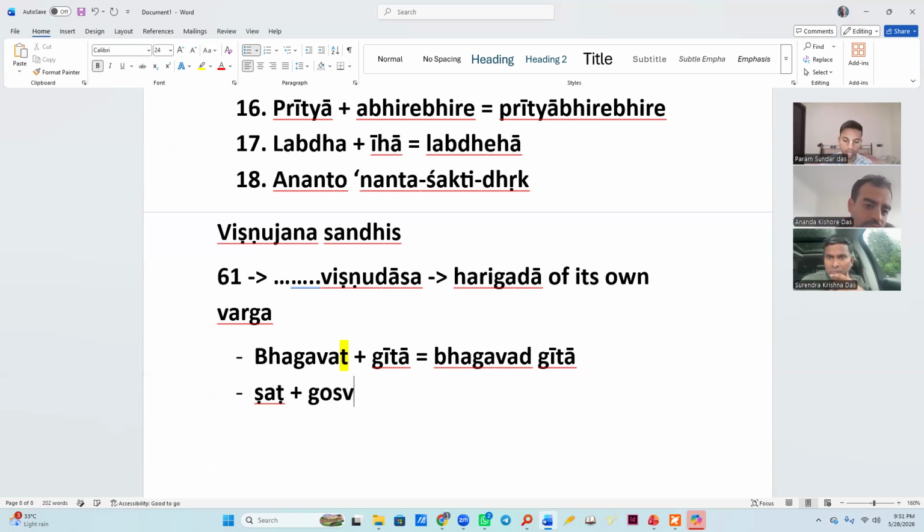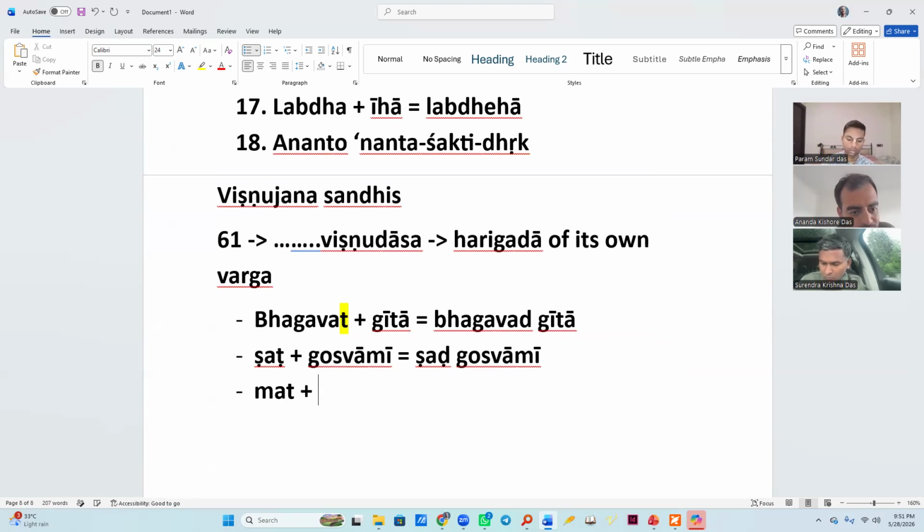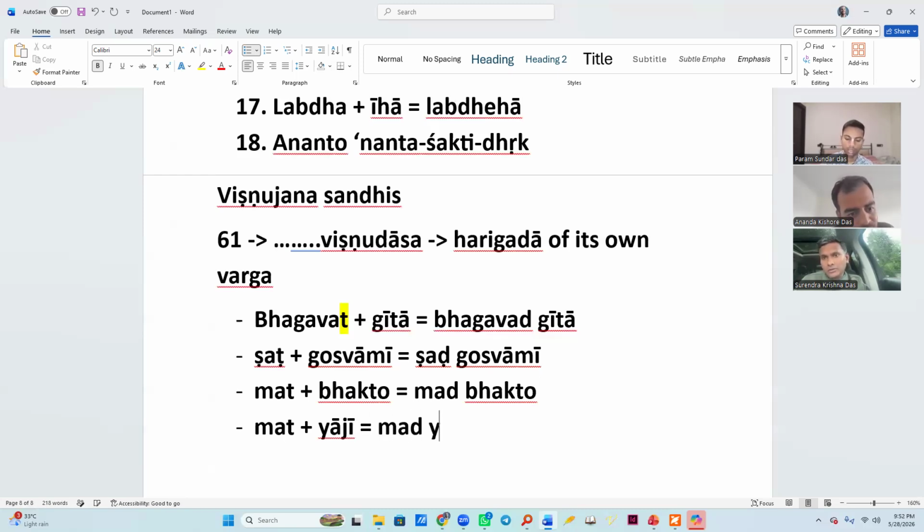Shat Goswami. So ta, ta tha da, becomes da. So Shat Goswami. Manmana Bhava Mad Bhakto. Mad Bhakto becomes Mad Bhakto. Mad Yaji becomes Mad Yaji. Mad Yaji Mam Namaskar. So like that, this is the rule 61.